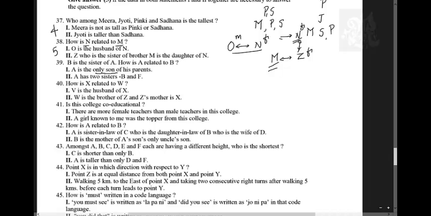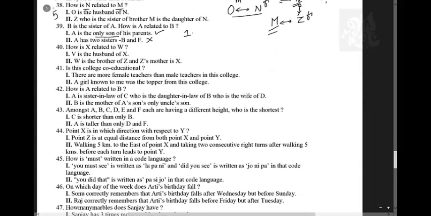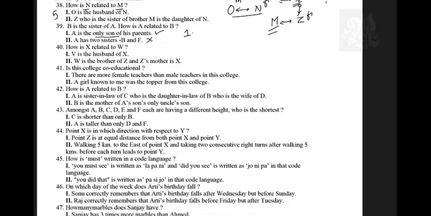B is a sister of A. How is A related to B? Now B is a sister. A can be a brother. A can be a sister. We just need to know A's gender. Let's see where we find A's gender. A is the only son. Perfect. One can answer. A has 2 sisters. Cannot answer. So the answer is 1. You will have a lot of blood relationship data sufficiency here. Got the point? Since B is a sister already, we have to just find A's gender. And A's gender we get by only son.